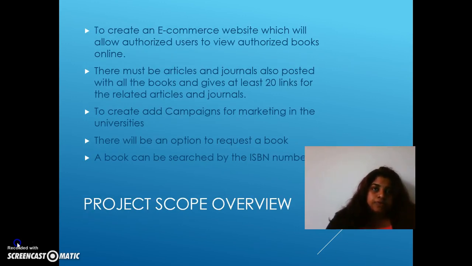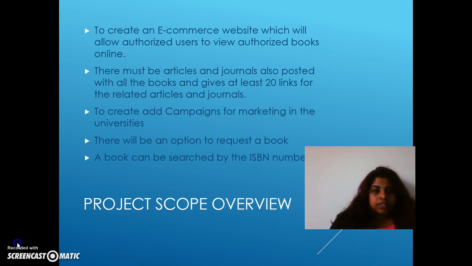Let's move ahead with the project scope. The scope of this project includes creating an e-commerce website which will allow users to view books online. This project also includes that whenever a person buys some books, they'll get free journals and articles related to the subject of the book, and then they'll have links for the articles and journals.